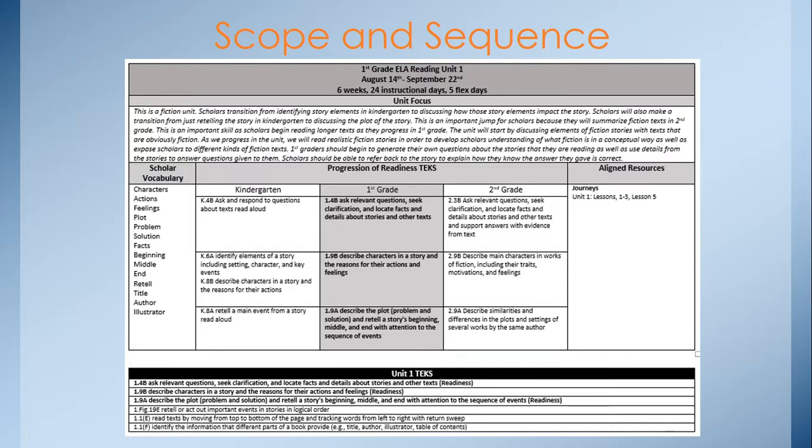So let's talk a little bit about the scope and sequence for first grade reading. Any returning Uplift teachers will notice that the document has had only minor changes from last year. Please note that pacing is listed as 6 weeks and is broken down into 24 instructional days and 5 flex days. So this is a fiction unit. Within the progression of readiness TEKS, you'll see in the middle the 3 readiness TEKS for first grade. Ultimately in this unit we will teach plot, retelling, analyzing characters, as well as getting scholars to ask questions and locate details in the text.